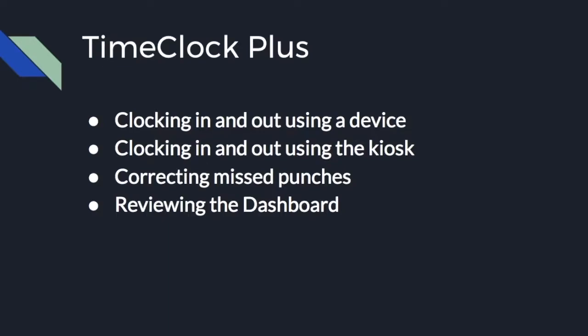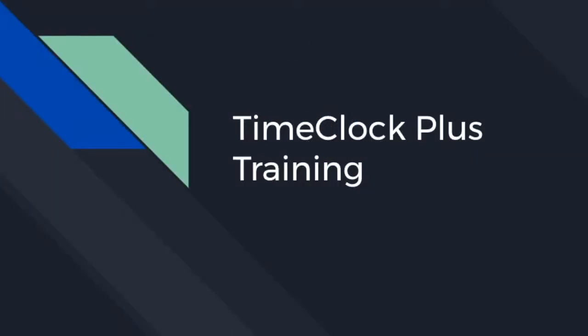This video contains 4 sections that will help you understand how to use TimeClock Plus. These sections are clocking in and out using a device, such as a computer, clocking in and out using the kiosk, correcting missed punches, and reviewing the dashboard, which includes approving your time. This training video will demonstrate how to clock in and out on the web clock.